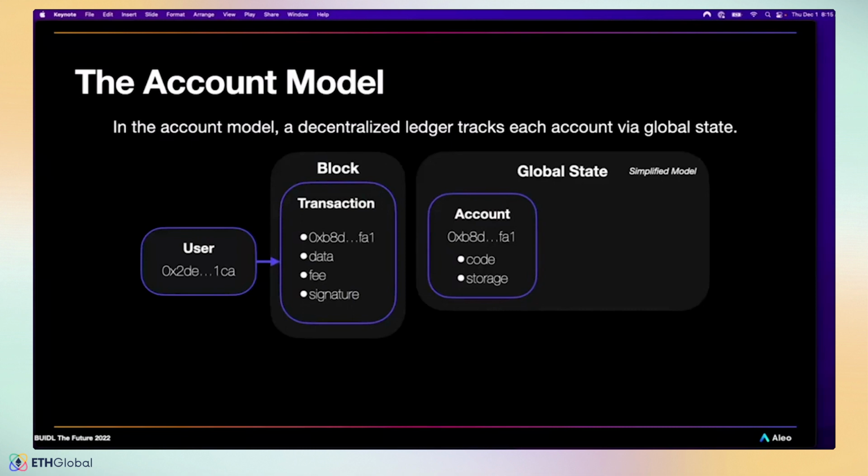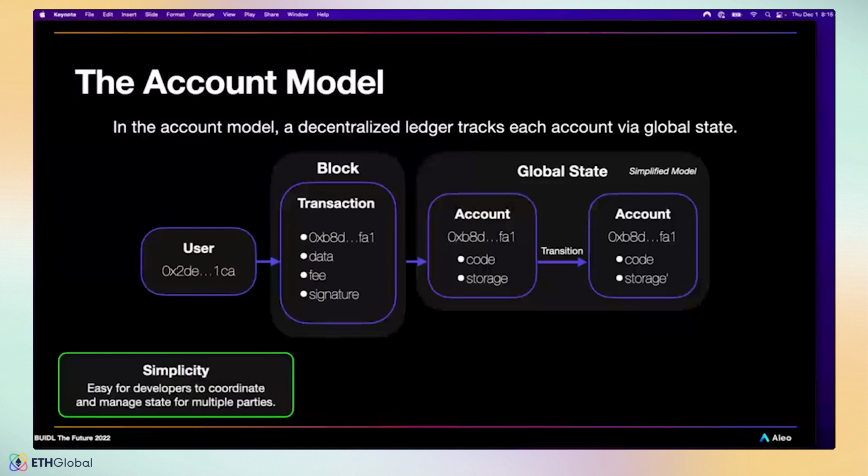When this transaction is included in a block, every node on the network re-executes it and induces a transition on the account state from its original state to a new one. Here in this transition, we see that most of the stuff remains the same, but the account storage, persistent storage, gets updated. Now, this model is actually really nice to work with. It's really easy for developers to understand and write programs that coordinate with each other, manage state, and so on. It's a very simple model, and one that we see today all over the place.